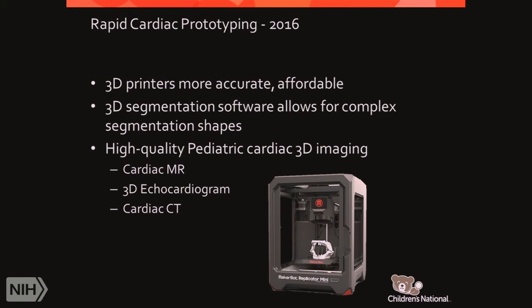So this is the state of where we are right now with 3D modeling and 3D printing in 2016. 3D printers are more accurate and affordable than ever before. You can go on Amazon tonight and order a MakerBot for $500 and have it shipped to your house in 2 days if you want.